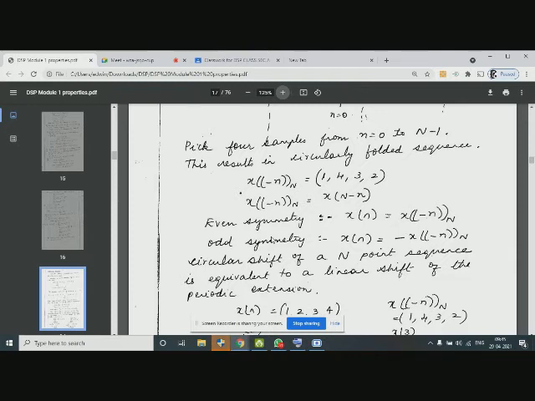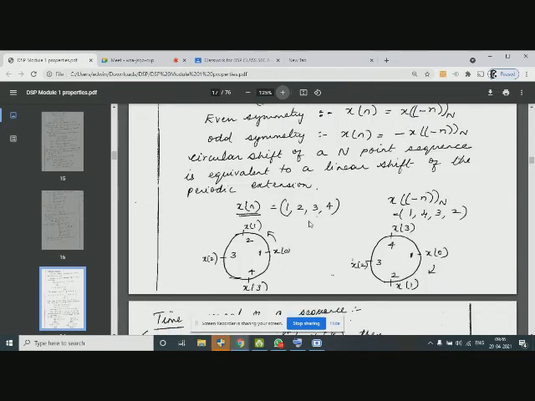So if you want to do circular shift, you can write the sequence's periodic extensions, and by looking at that, you can say what you're going to do. You remember this? Previous classes also we have seen this. So you can write it like this. Suppose this is x of n, you can write it over a circle 1, 2, 3, 4. That is x of 0, x of 1, x of 2, x of 3.